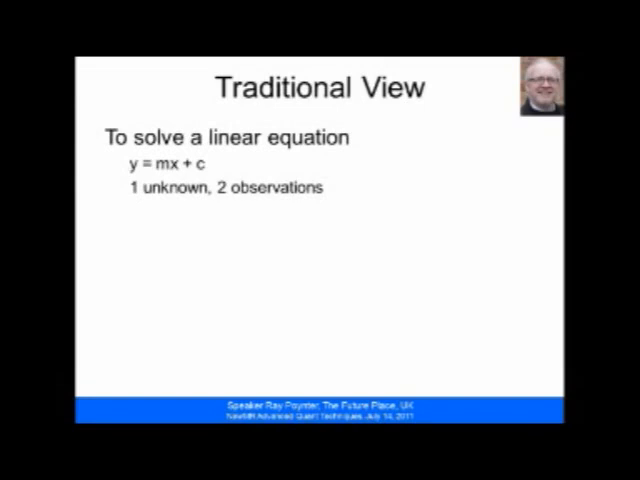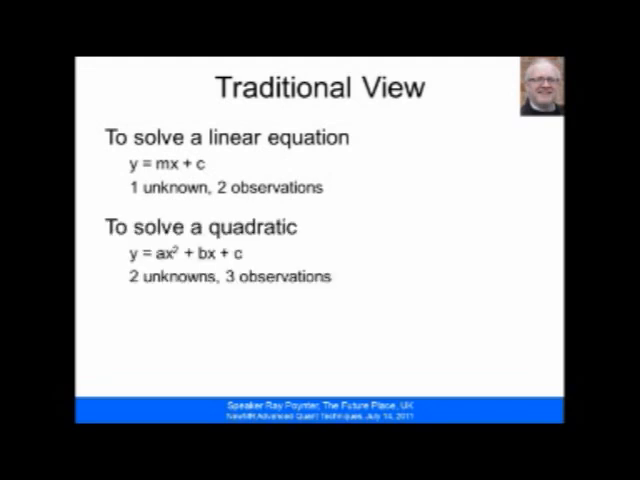The traditional view of solving equations was like this. So here's a very simple linear equation, y equals mx plus c. So we're trying to solve it for x. What have we got? We've got one unknown, so we would need two observations to be able to fit that. And it's a straight line. If we've got 2 points on the chart, we can join the straight line together.